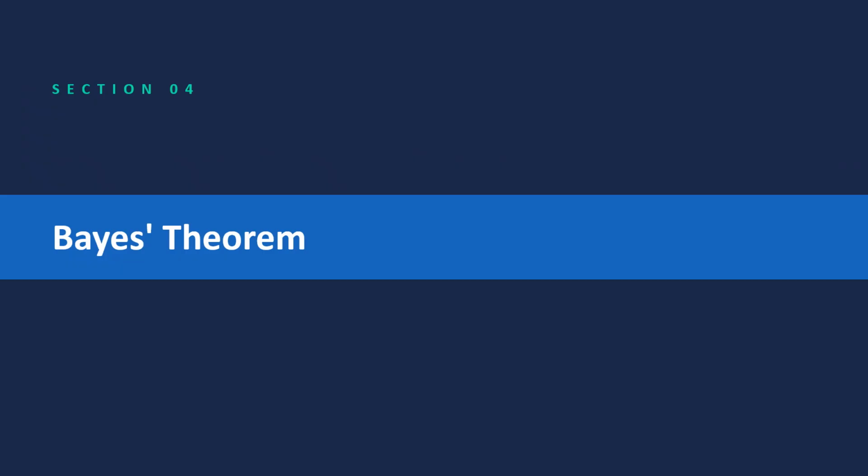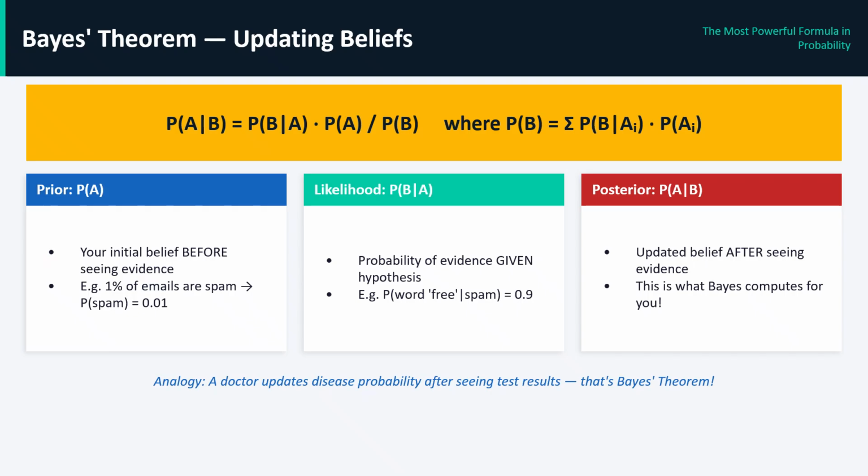Bayes theorem. Bayes theorem is all about updating beliefs. Probability of A given B is equal to probability of B given A into probability of A by probability of B, where probability of B is equal to the sum of probability of B over all possible other events into probability of that particular event.